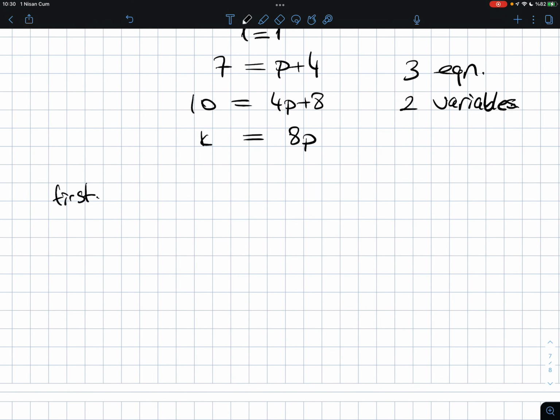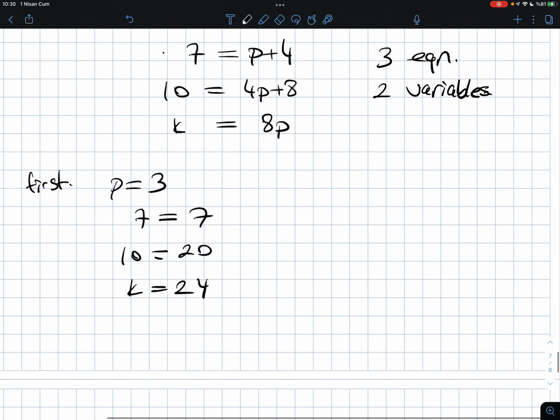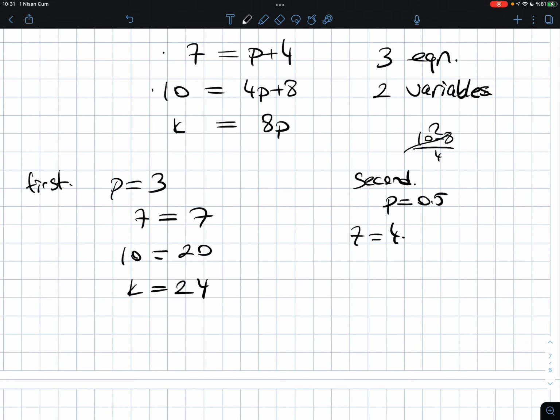Now, if I use the first equation, according to the first equation here, p is equal to 3. Now, if p is equal to 3, the set of equations becomes the following: 7 equals 7, 10 equals 20, and k equals 24. Now, if I use the second equation this time, then 10 minus 8 divided by 4, 2 divided by 4, p is equal to 0.5. Now, if that's the case, the set of equations would look like 7 equals 4.5, 10 equals 10, and k equals 4.